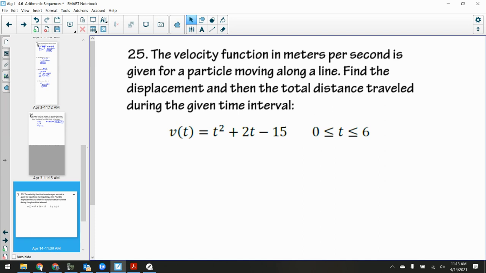Oh yeah, there was no number 21. Did you guys catch that? There was no number 21. I don't know what happened there. I don't know where 21 went. I don't know if that was supposed to be a question on there and I took it off at some point.